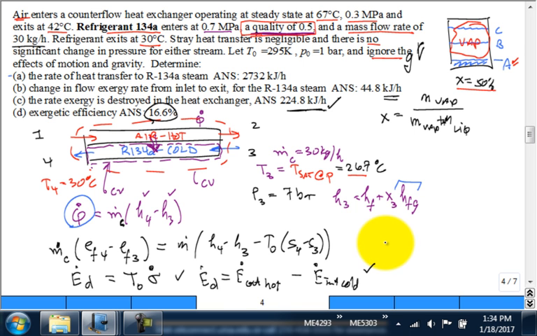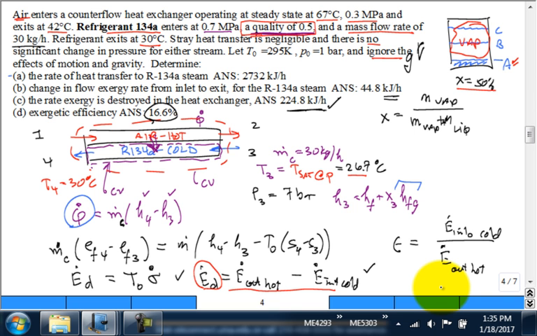If you already calculated what was destroyed, then you could use this equation to get what comes out of the hot, couldn't you? And so the exergetic efficiency is, hey, a lot came out of the hot, but did all of it go into the cold? Nope. But this much did go into the cold. So you could use your exergy destruction rate and calculate then what went out of the hot fluid. Then calculate the exergetic efficiency.